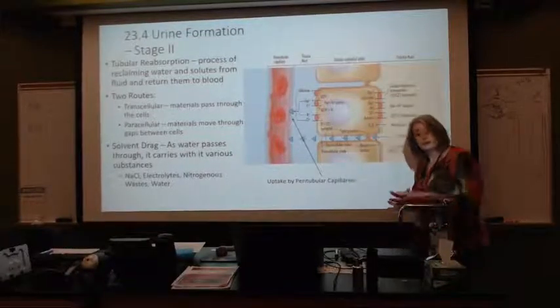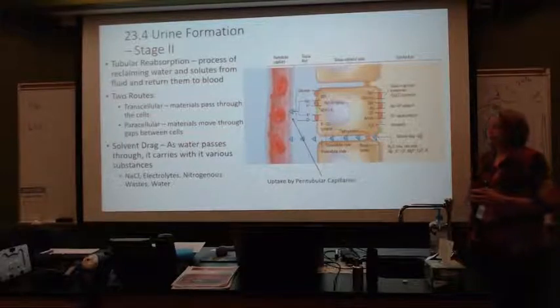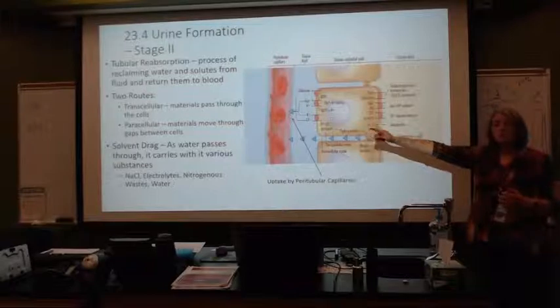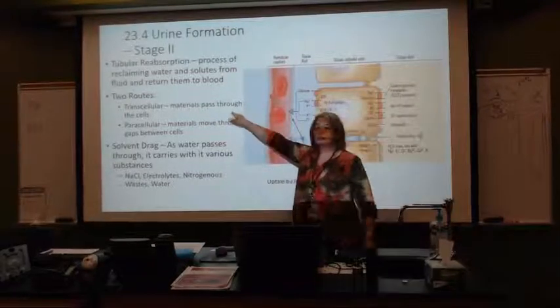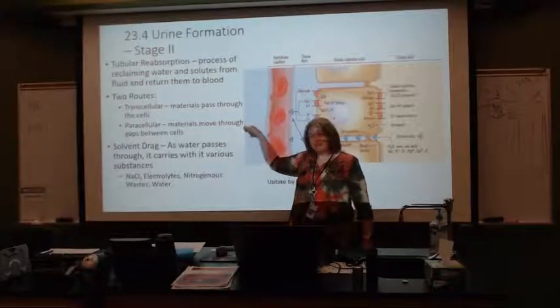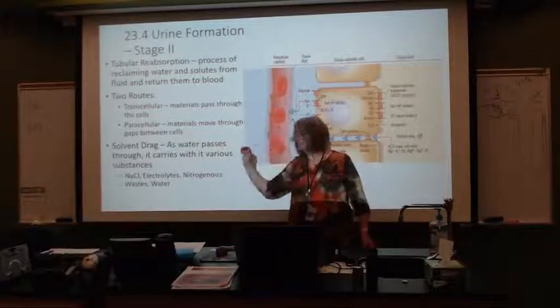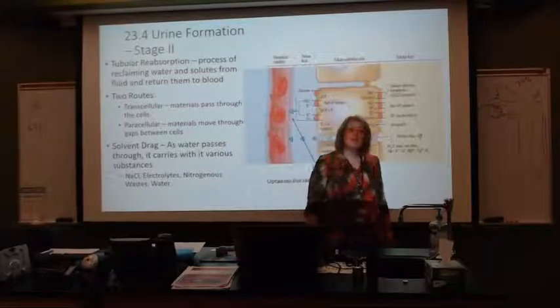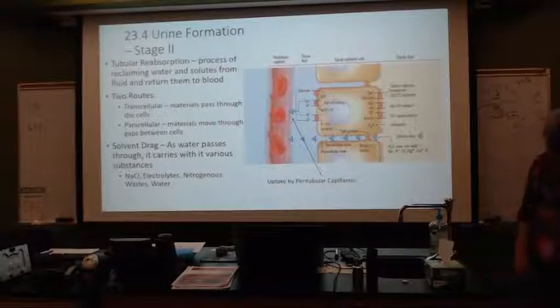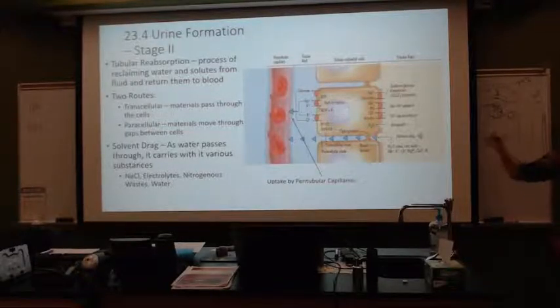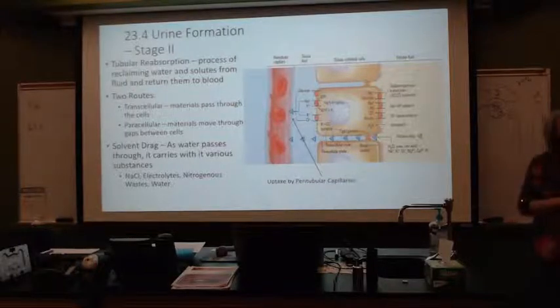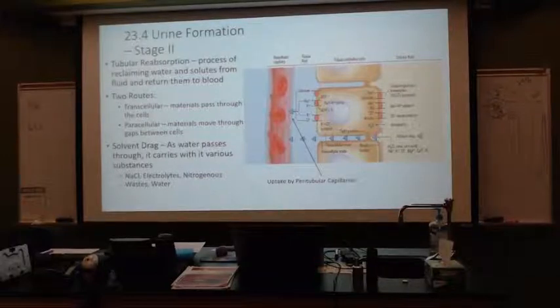Okay, so here's what will happen with the PCT. Like I said, we can have movement of materials either through the cells or between the cells, across the cells or between the cells. In some cases, we have what's called solvent drag, meaning if water or a substance is moving in one direction, one will follow the other. Now remember, at this point, a huge amount is water because it's the fluid that has made its way, because it's our blood, and blood is a fluid that we're very dependent on with water being present.